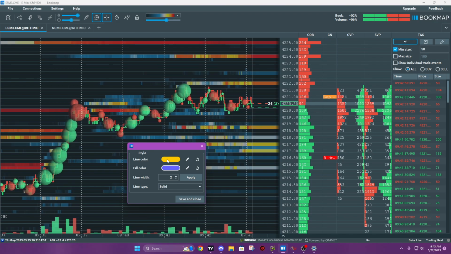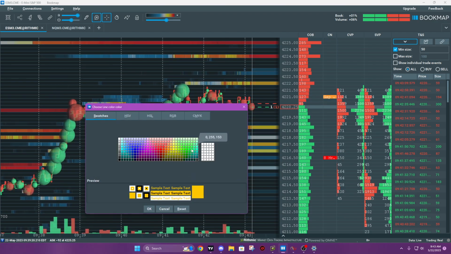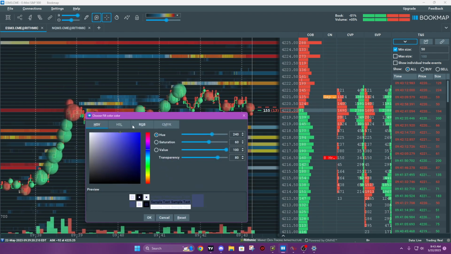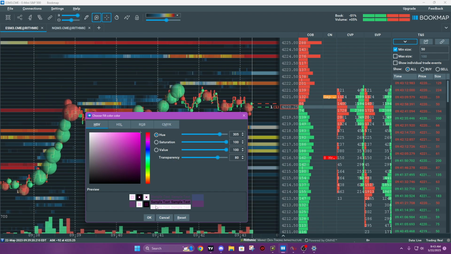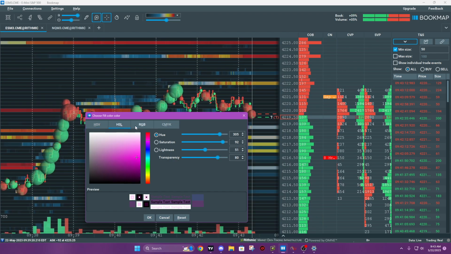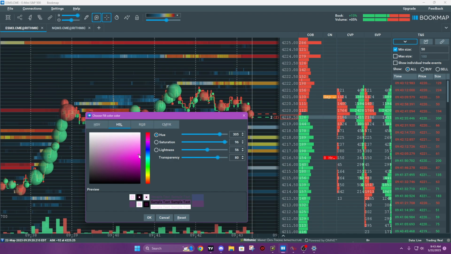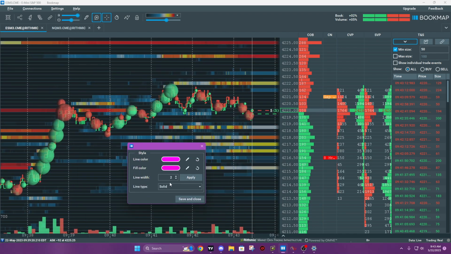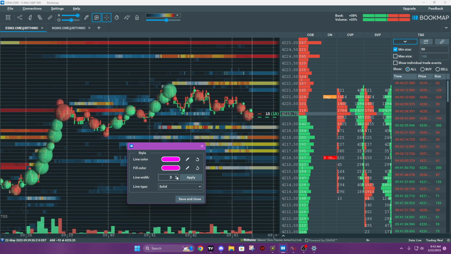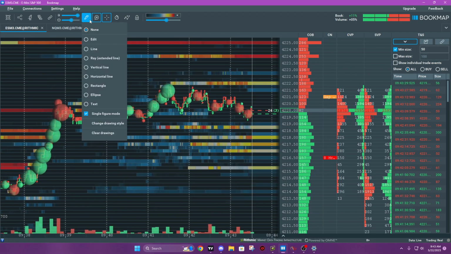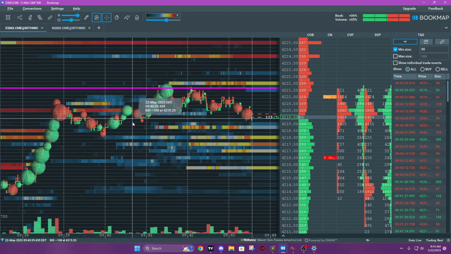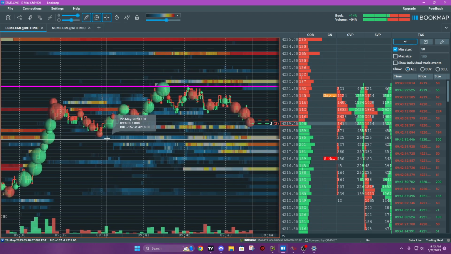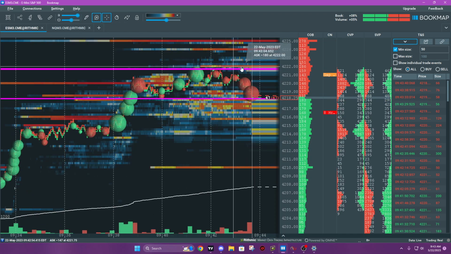So we'll put the line color to pink, fill color to pink. Line width we'll do 5. Save and close. Okay. So we could be forming a range kind of like right here. Right? So we'll watch this.